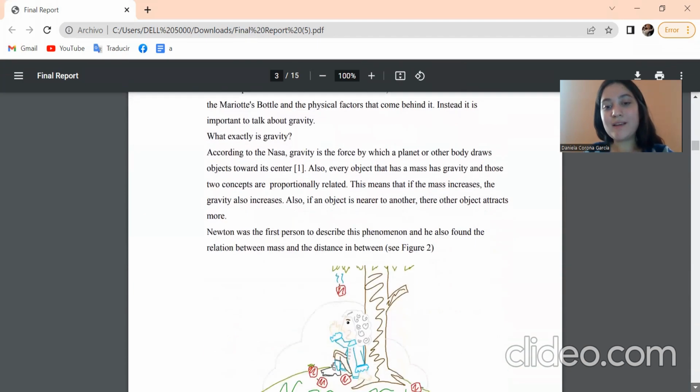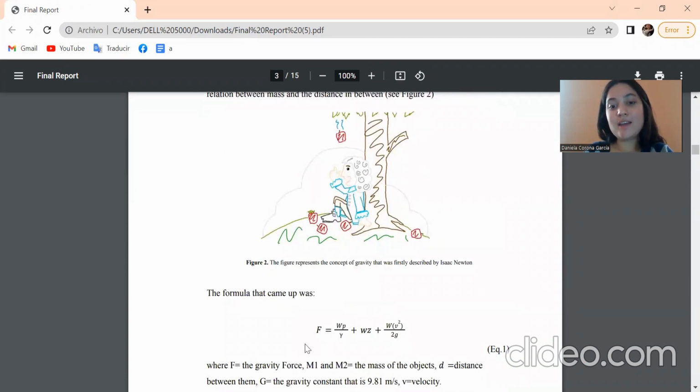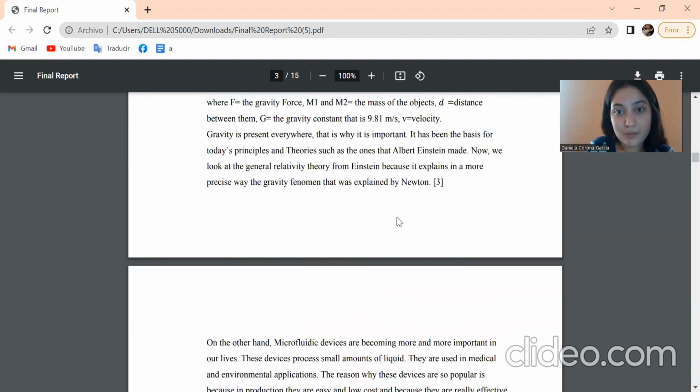It was discovered by Isaac Newton, as we can see in the image, and he came up with this formula. Although the idea of gravity was discovered a really long time ago, it is still used today, with Albert Einstein and different theories, like the theory of relativity. Sorry, I was searching for the name. It's here. But we're also going to talk about microfluidic devices.